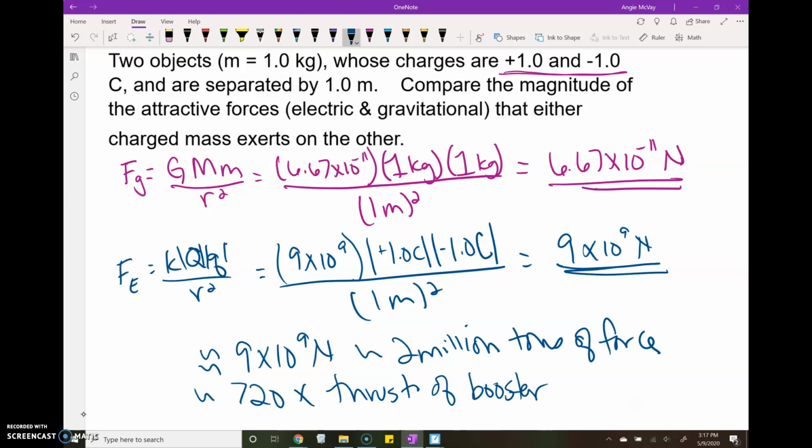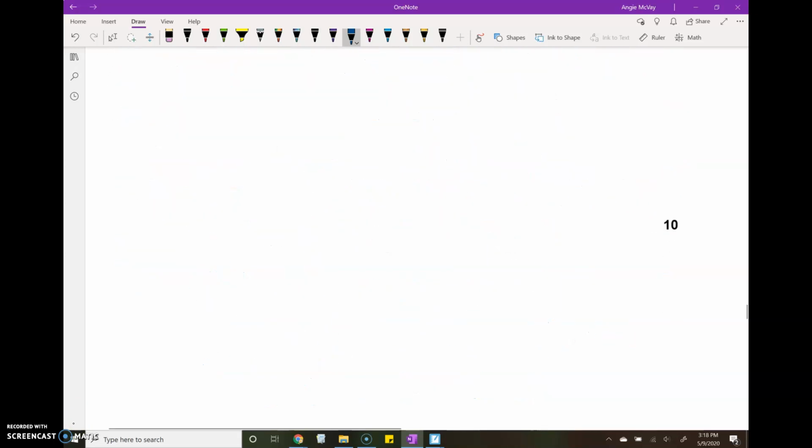Isn't that rad? What it tells you is that you probably don't want to experience two things that have a charge of 1 coulomb. Don't put them anywhere near a meter together. The attractive or repulsive force that they exert on each other will be significant. So 1 coulomb is a whole hell of a lot of charge.